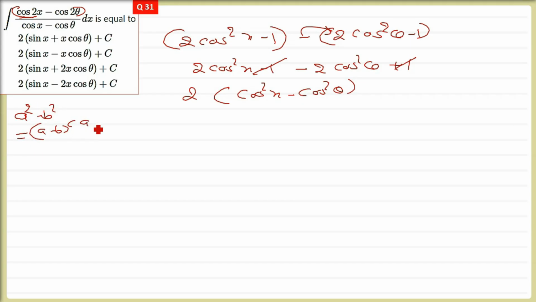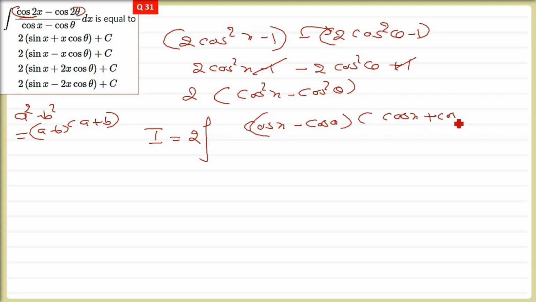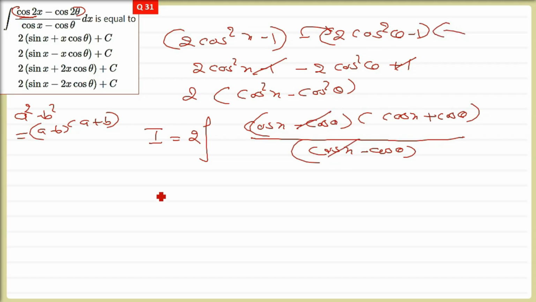A squared minus b square is a minus b into a plus b. Now I am coming to the integration. We have just resolved our numerator. So what we got out of the numerator is 2 into cos square x minus cos square theta. 2 I am taking outside. So we have a square minus b square: cos square x minus cos square theta is cos x minus cos theta and cos x plus cos theta. Denominator is cos x minus cos theta. You can write it here. What is the benefit? You can cancel this cos x minus cos theta, numerator, denominator. Only twice of cos x plus cos theta will remain.